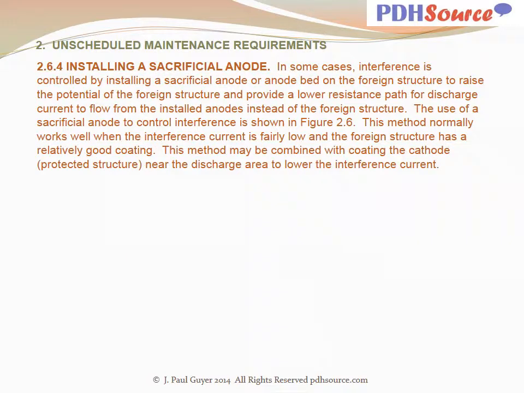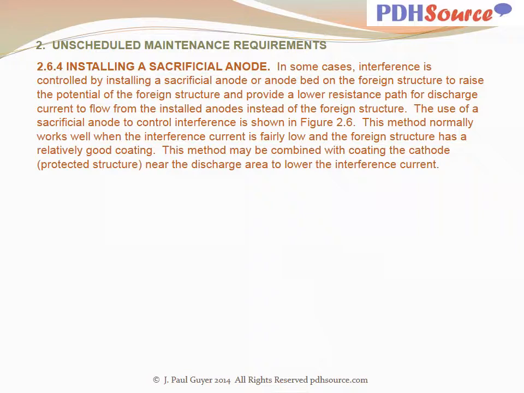Installation of a sacrificial anode. In some cases, interference is controlled by installing a sacrificial anode or anode bed on the foreign structure to raise the potential of the foreign structure and provide a lower resistance path for discharge current to flow from the installed anodes instead of the foreign structure. The use of a sacrificial anode to control interference is shown in Figure 2.6.